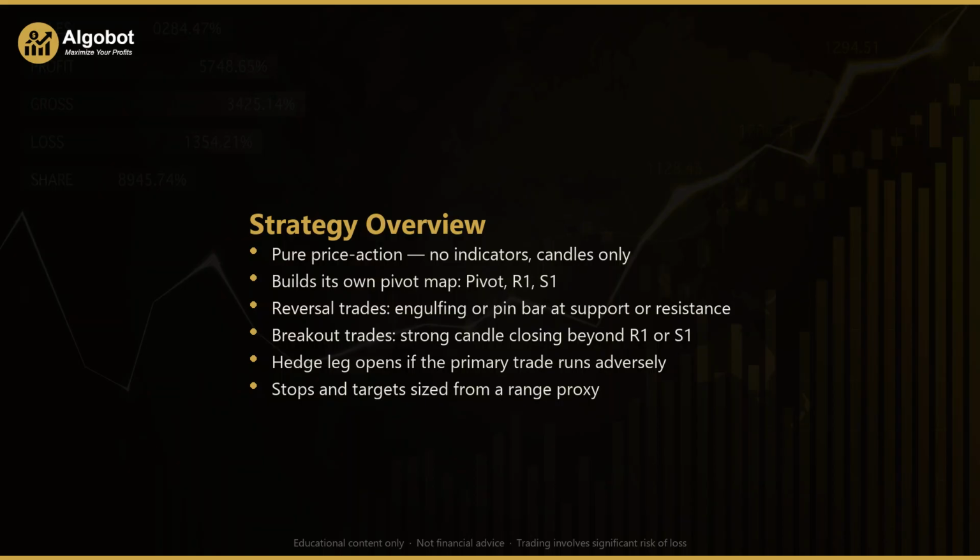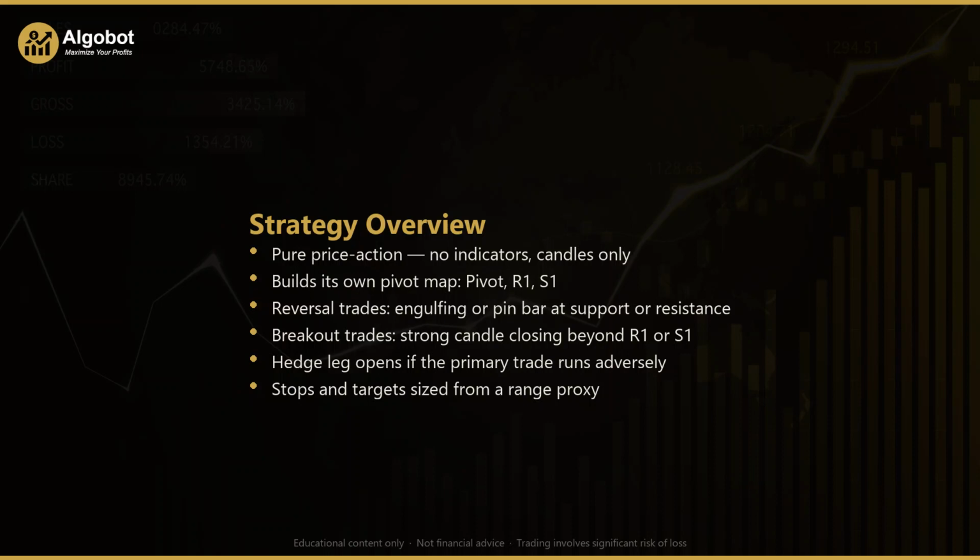The first thing the strategy builds is a rolling pivot framework. Using a configurable look-back window, 20 bars by default, it finds the highest high and the lowest low of the recent range, then derives three reference levels: a central pivot, a resistance level above it called R1, and a support level below it called S1. These levels act as the map for everything that follows.